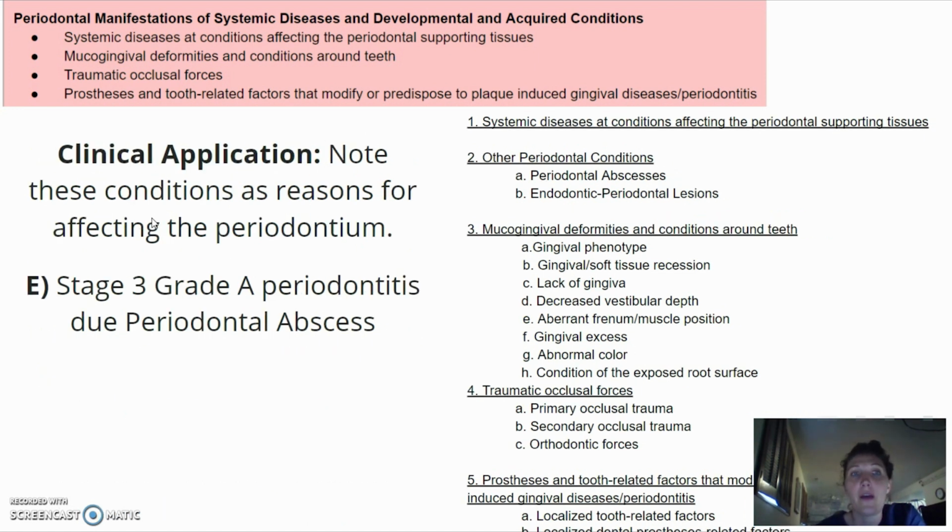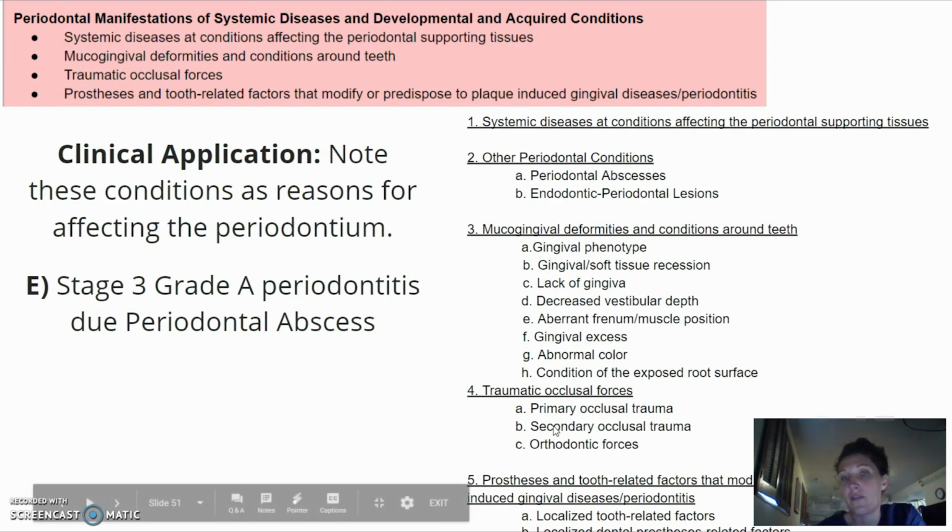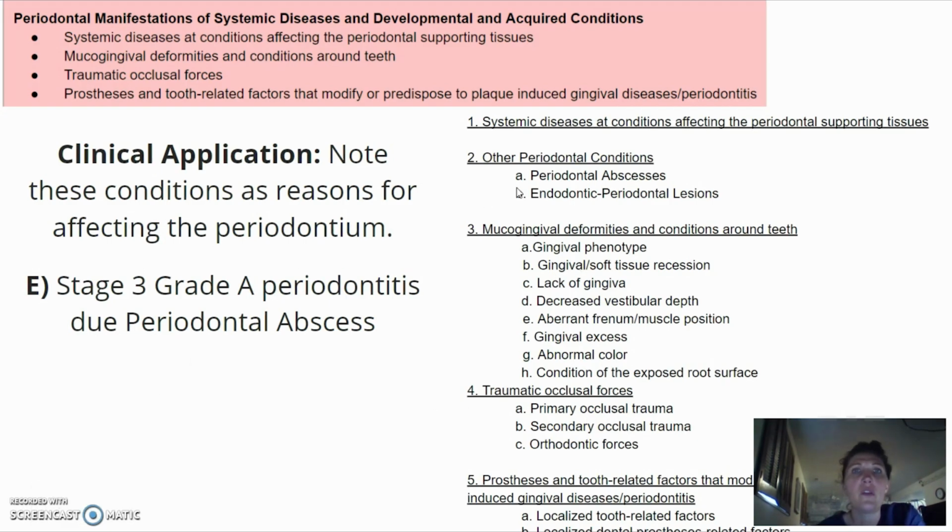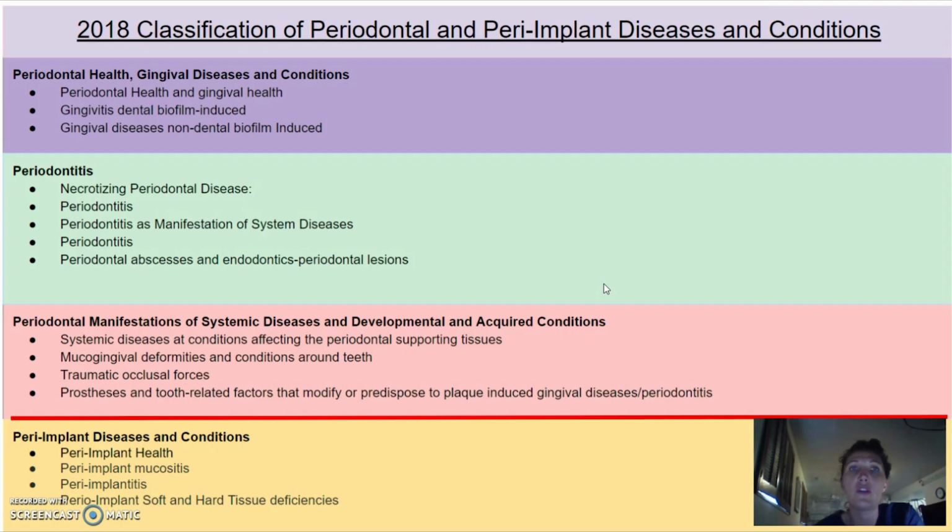Okay, the clinical applications there once again: stage 3, grade A periodontitis due to a periodontal abscess, or orthodontic forces, or primary occlusal trauma, things like that. So we'll help use this in our dental hygiene diagnosis, but nothing really big has changed in this category that we need to implement too much.